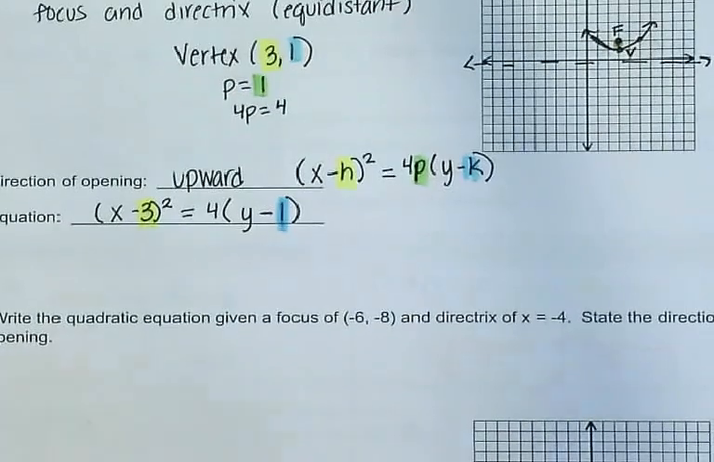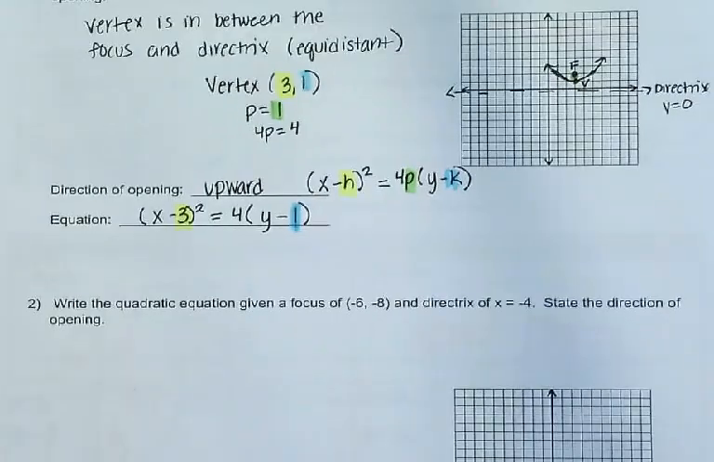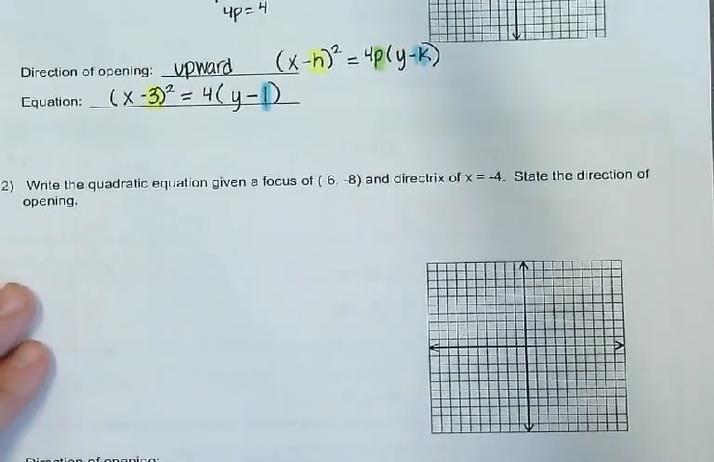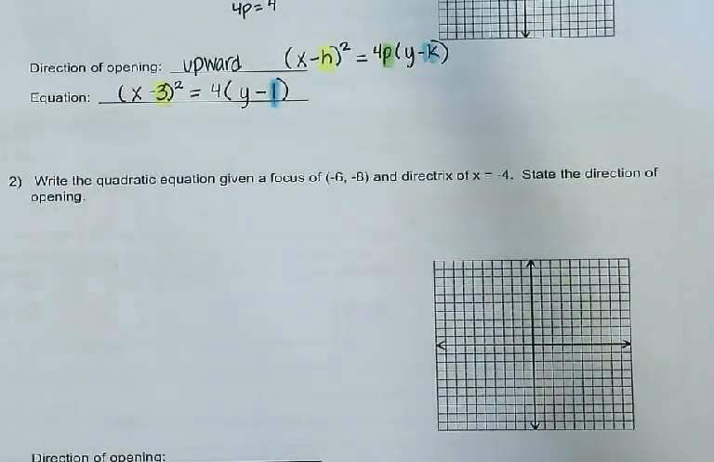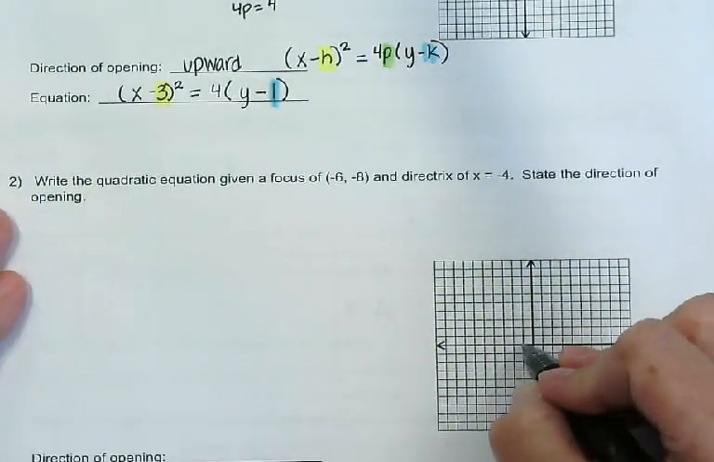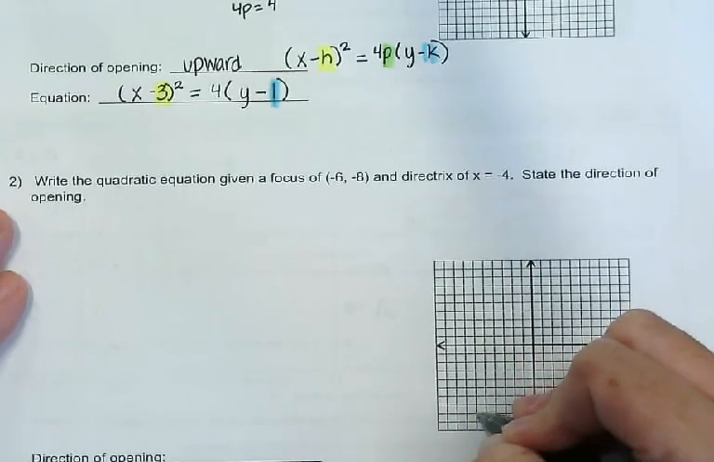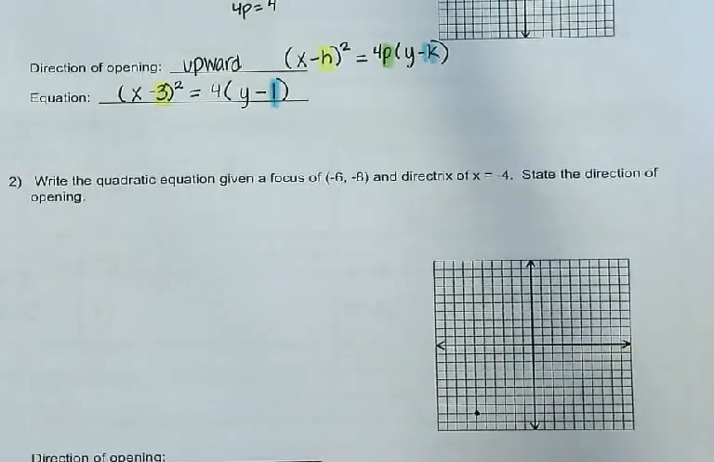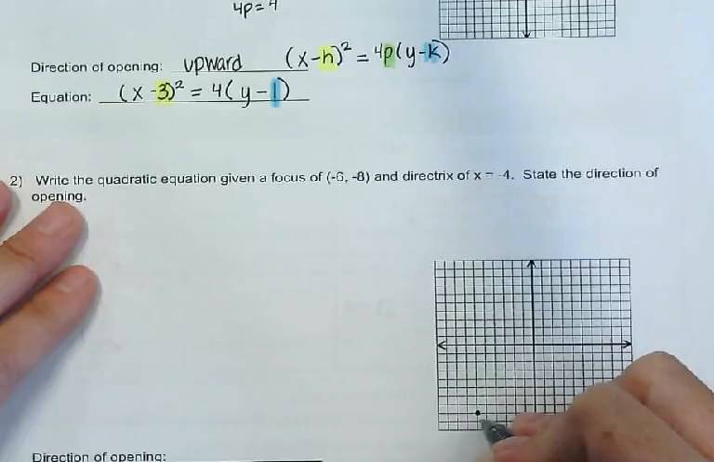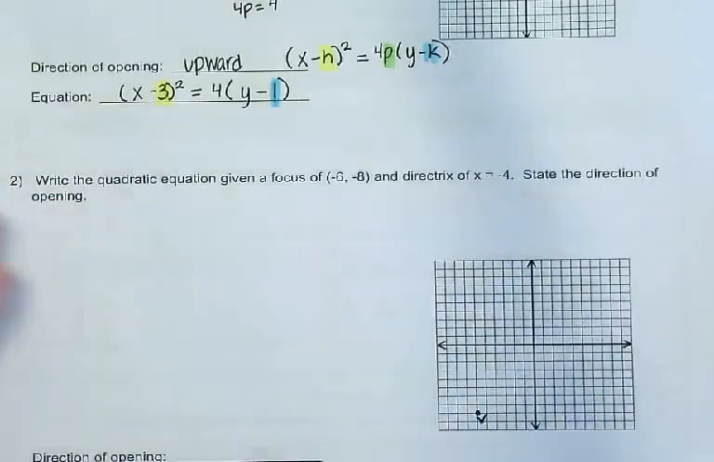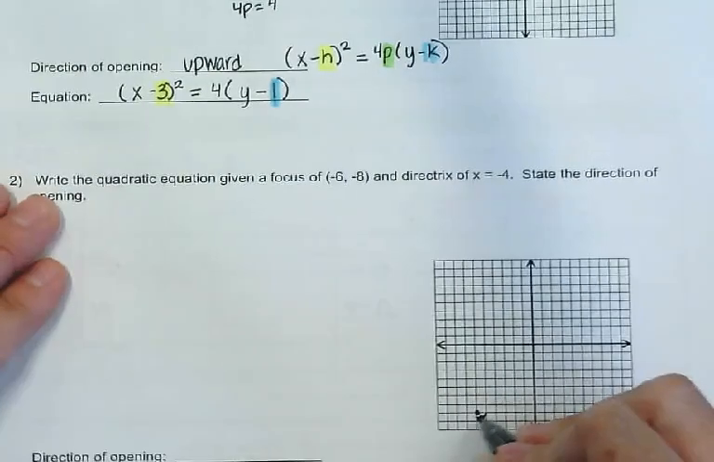We're going to write the equation given a focus of -6, -8, and a directrix of x is equal to -4. We're going to state the direction of opening. So let's plot this information. So -6, -8. This is my focus.